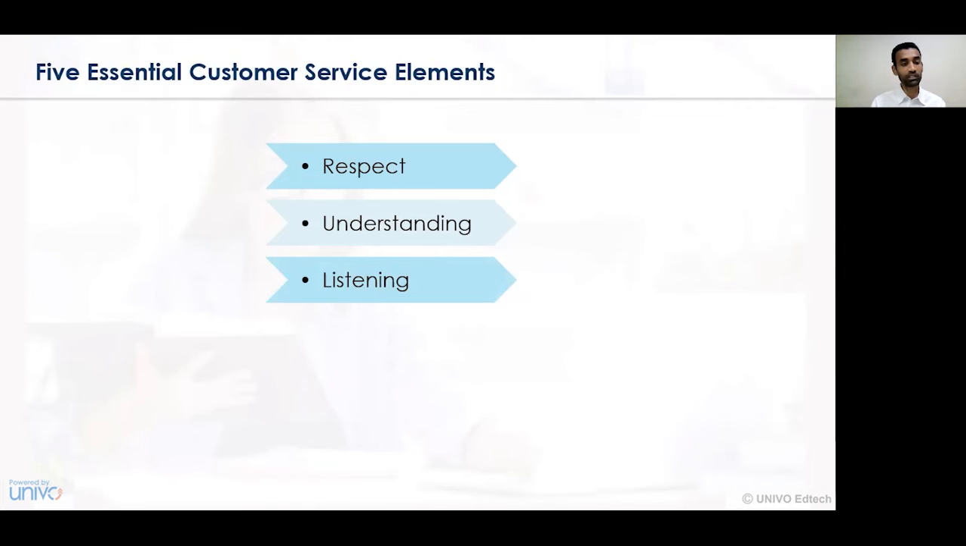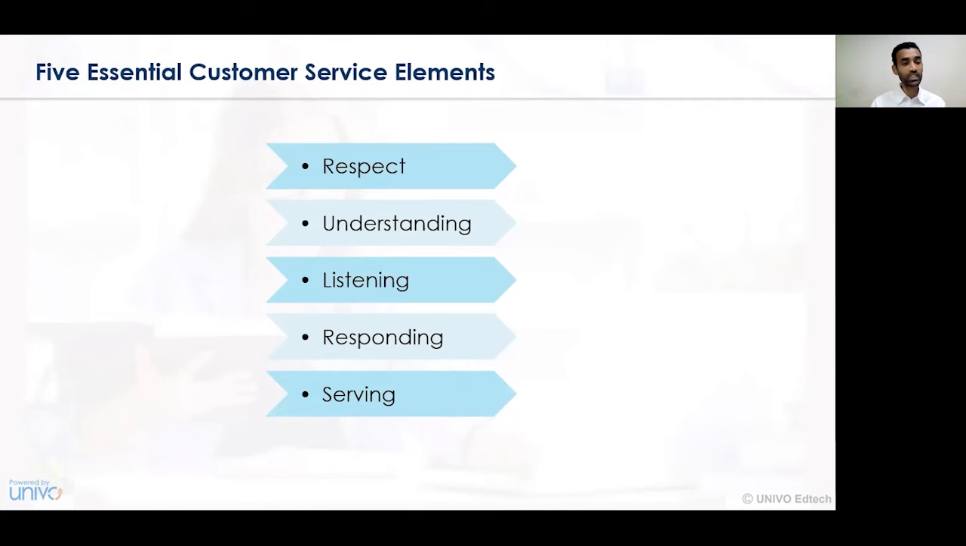The next, or fourth, essential customer service element is responding. Whenever we show respect, understand, and listen to the customers, we must respond to them immediately and quickly. Responding is also essentially important and required. And lastly, servicing. On the basis of the response, we must immediately provide the service to the customers, and service delivery should be immediate, quick, and at a gradual and effective stage.